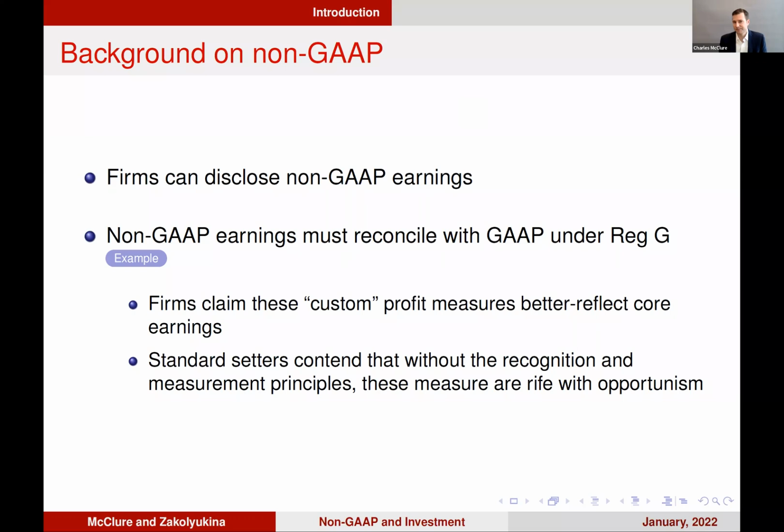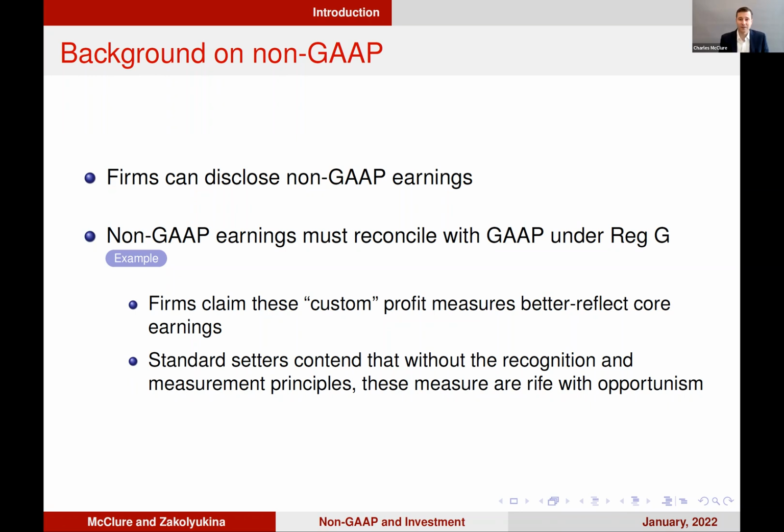To give a little bit of background on non-GAAP, firms disclose their non-GAAP earnings typically in their earnings press releases. Even though non-GAAP earnings isn't subject to the measurement and recognition principles of GAAP, firms are required to reconcile their non-GAAP amounts with their GAAP equivalents under Reg G. The reason firms go through the effort of providing these numbers and reconciling them with GAAP earnings is that these are custom profit measures that are more tailor-suited to a firm's specific business operations and can help better reflect core earnings.